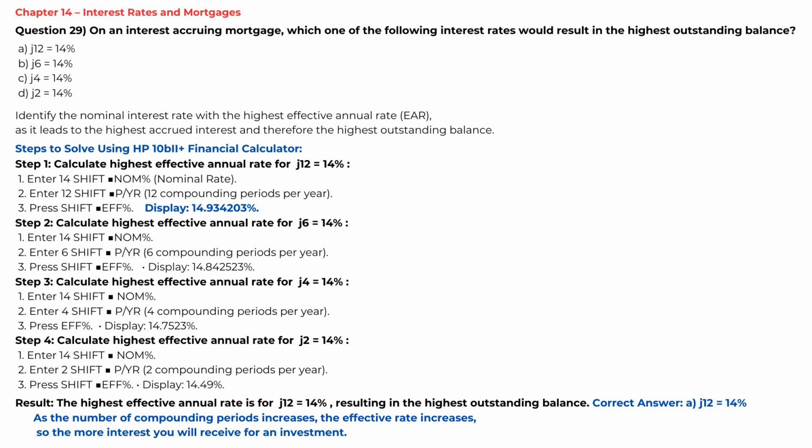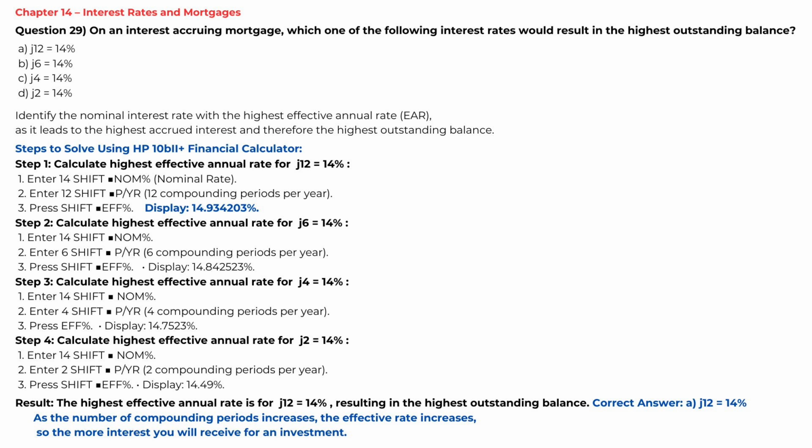Calculate highest effective annual rate for J4 equals 14%. Enter 14, shift NOM. Enter 4, shift PYR, 4 compounding periods per year. Press shift effective. Calculator display 14.7523%. That is J1, 14.7523%. Option D, step 4.